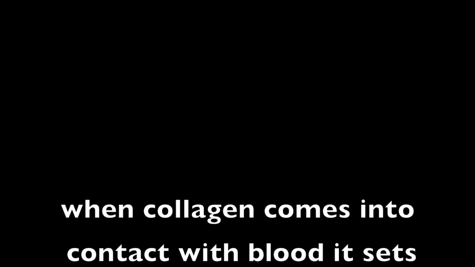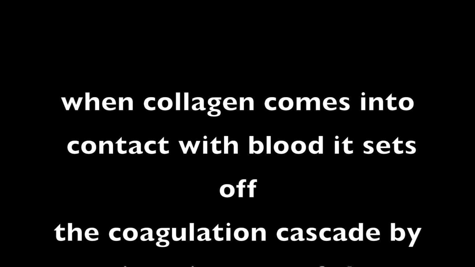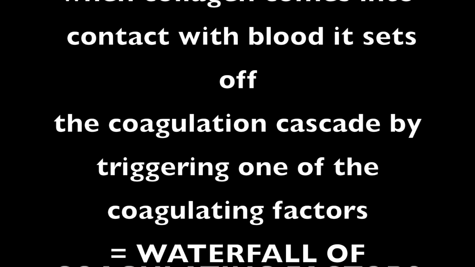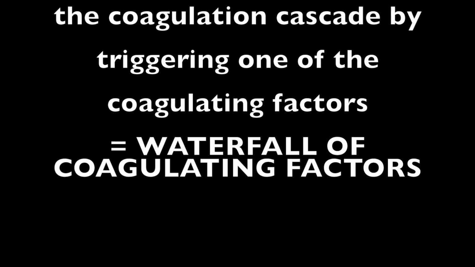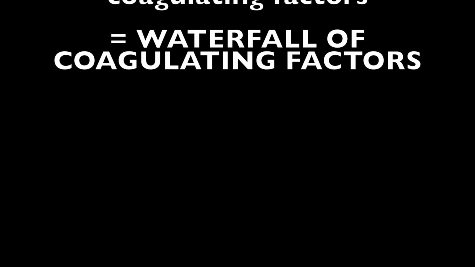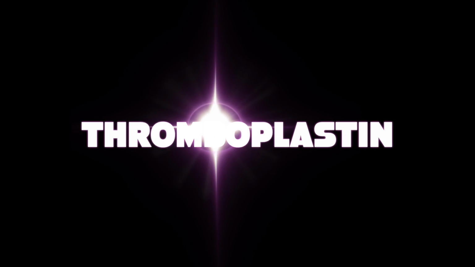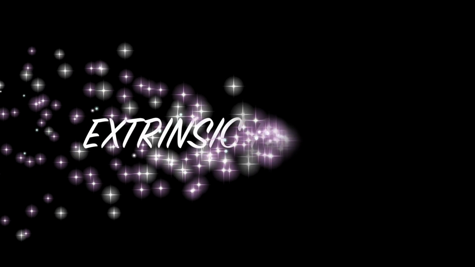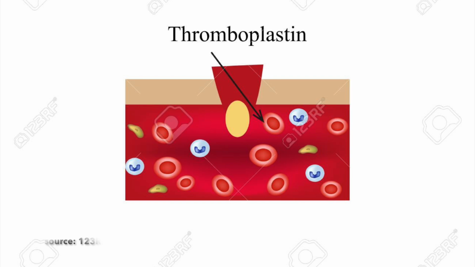First is through a tissue factor known as collagen. Collagen is a subendothelial protein, meaning it would usually stay beneath the surface of Sally's blood vessel. However, when she cut herself, collagen became exposed, triggering the activation of one of her coagulating proteins. When one protein is activated, so is another, resulting in a waterfall-like cascade that produces the tissue factor thromboplastin. This series of events is known as the extrinsic pathway of the coagulation cascade.